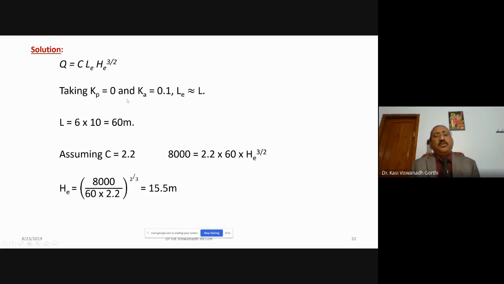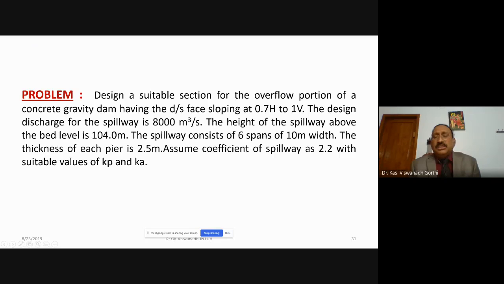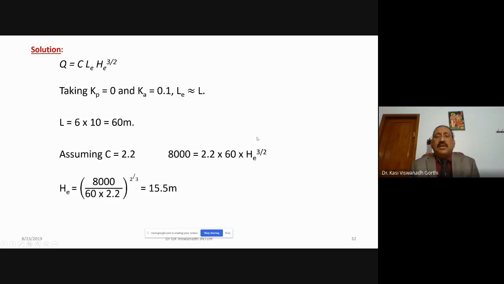So take Kp as 0, Ka as 0.1, and assume initially that Le is approximately equal to L. What is L? The total crest length. How do you obtain the total crest length? You have 6 spans here. Each span is 10 meters. So the value of L will be equal to 60 meters. So assuming the value of C to be 2.2, substituting these values, 8,000 = 2.2 × 60 × He^(3/2). So the value of He, the design head, would be (8,000 / (60 × 2.2))^(2/3). So you get 15.5 meters.